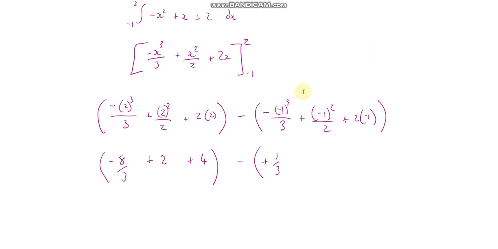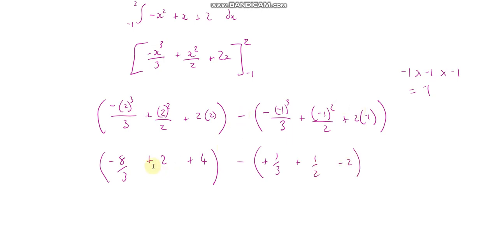Negative 1 cubed. And just in case you're not sure about that, negative 1 times negative 1 times negative 1. Well, 1 times 1 times 1 is 1. Two negatives make a positive, and there's another negative, so we're back to negative 1 again. And then that negative makes that positive. So half, take away 2.